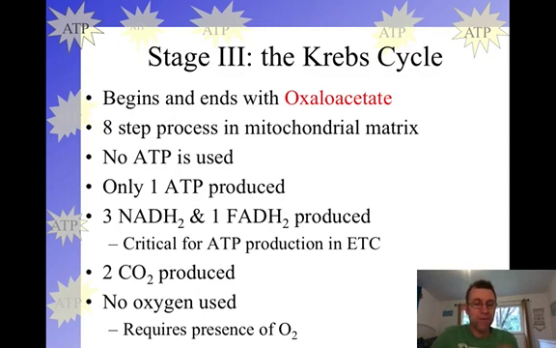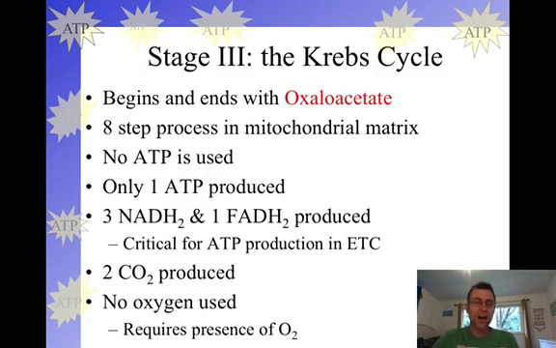So one thing to be mindful of, now we are in the mitochondria, and so the rest of the processes that occur metabolically from this point forward are going on in the mitochondria, unless I say otherwise. The Krebs cycle doesn't use ATP. It only produces one ATP, and a lot of students sort of react to that. It's like, oh, I thought the Krebs cycle was this massive producer of ATP.